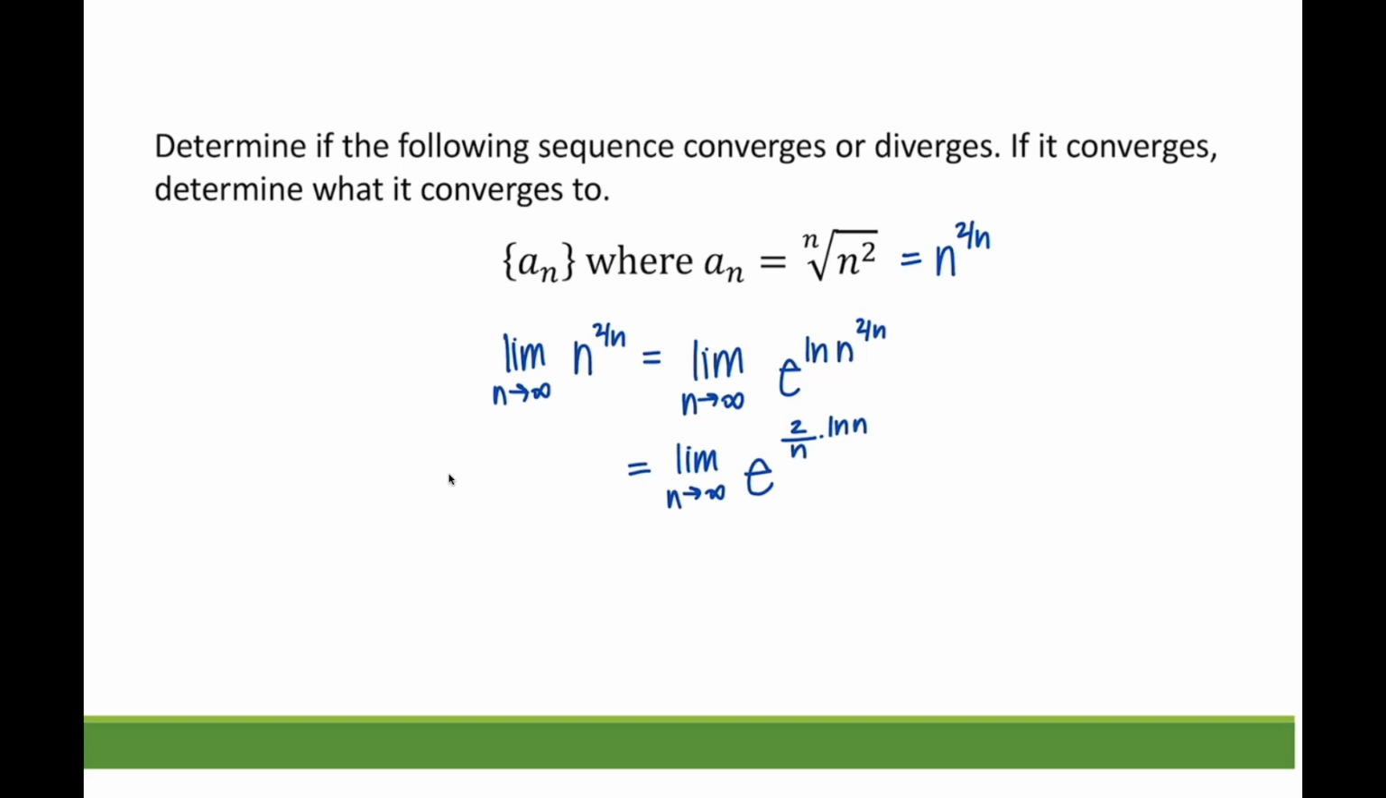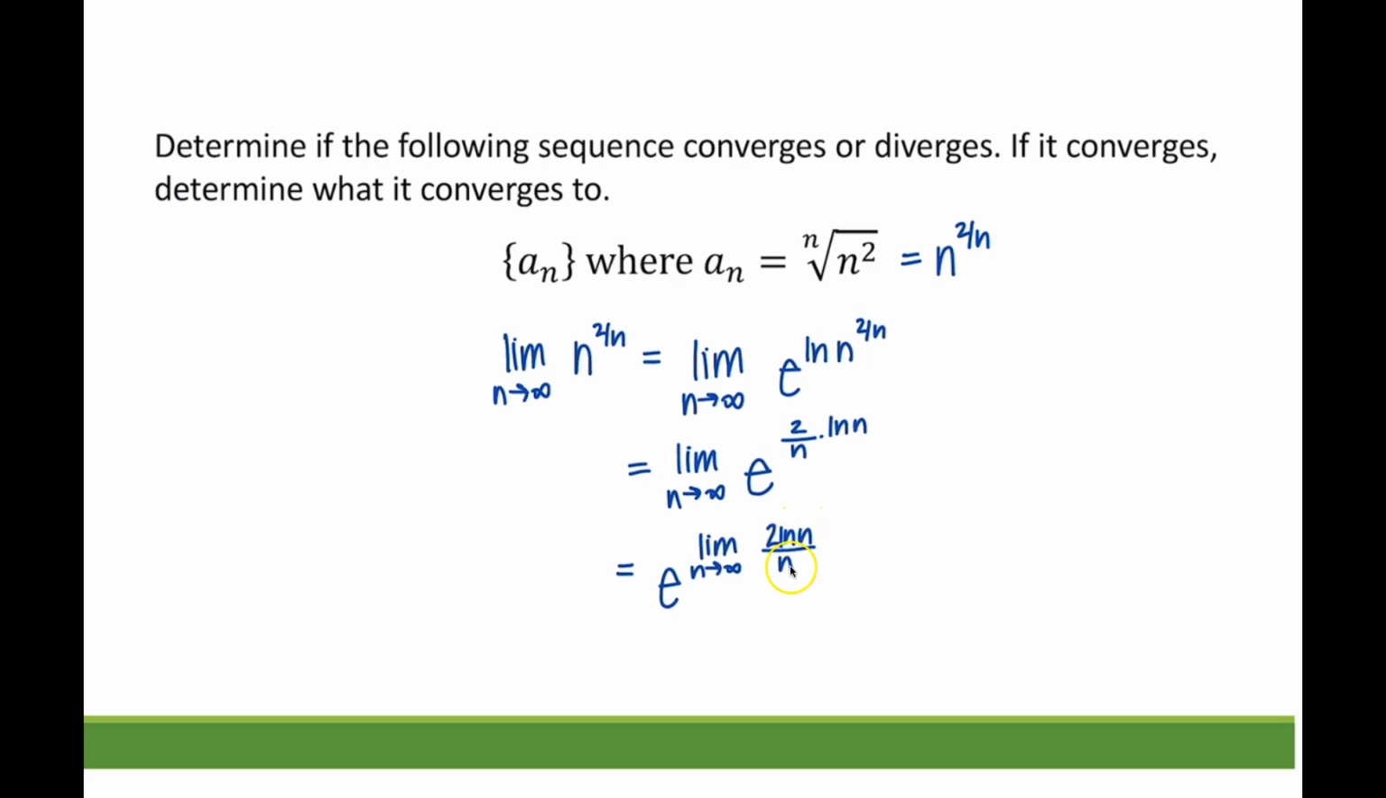Okay, so here's what I'm actually going to do. I'm going to do two things here. I'm going to bring the limit into the exponential. So I'm going to have e to the limit as n approaches infinity of 2 natural log n over n. So now I can really just focus on this limit right here using L'Hopital's rule. I do have an infinity over infinity case. And so I can use L'Hopital's rule.